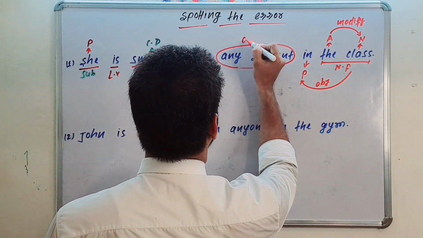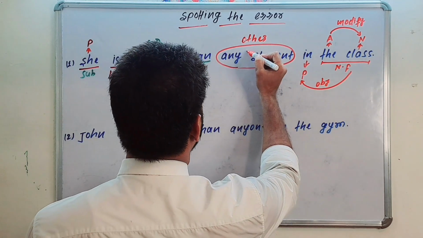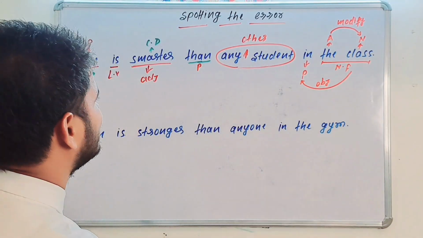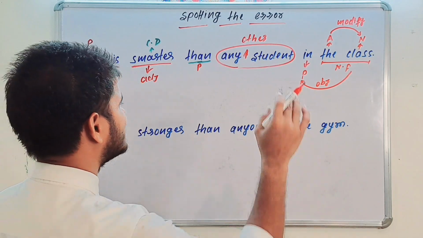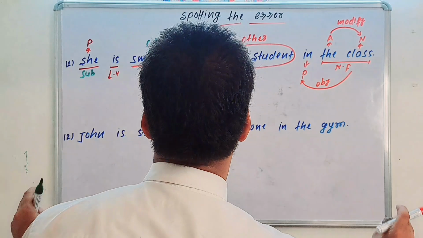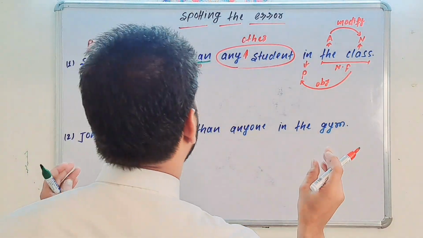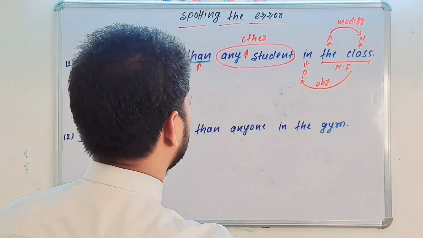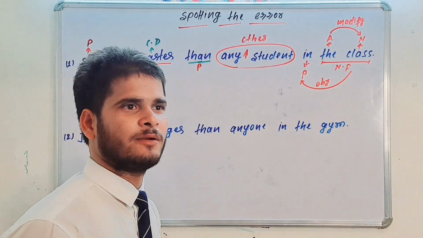We have put any other student in the class. Now this is the right sentence because I spotted the error part and corrected it by using some words. Now here, see: She is smarter than any other student in the class. Don't say any student in the class. This is the error part and I spotted it.